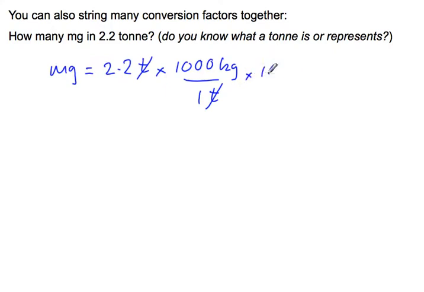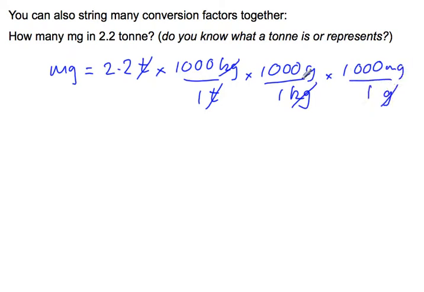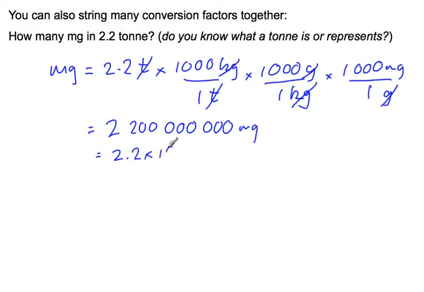Again, that's something you should know. Times 1,000 milligrams in 1 gram. And again, that's something you should probably know. And so I can write this down as a great big unwieldy number, 2,000,000,000 milligrams. I want it to 2 sig figs, so I might as well write that in scientific notation. So 2.2 times 10 to the 9th milligrams.